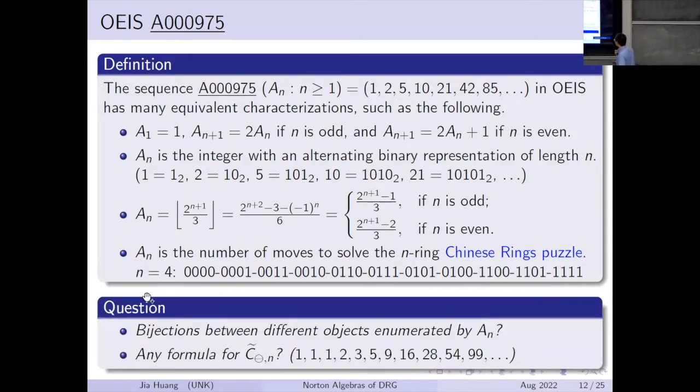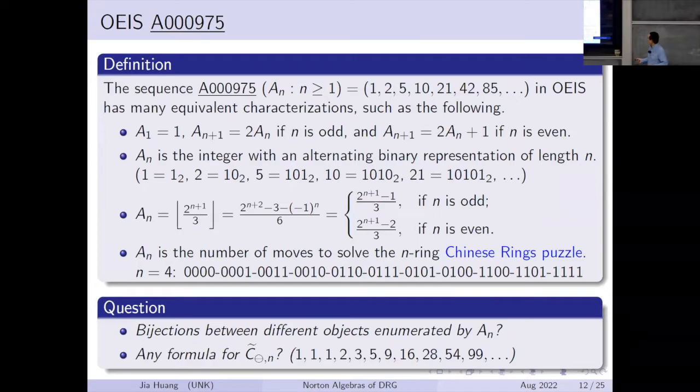So is there a bijection between various objects counted by this sequence? That's a natural question that combinatorists are interested in. Including the one we just found, we don't know any direct bijection with the other objects counted by this sequence. And we also have that C2 thing for the size of the largest equivalence class. I computed the first 10 terms or so in this sequence. I have no idea what this is.